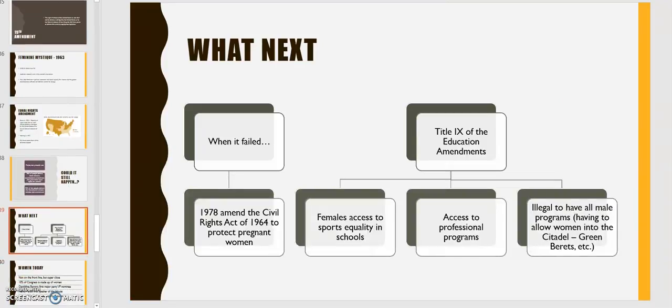All right, so what's next? When the ERA fails, they have to try to come up with some new ideas for what they're going to do. In 1978, they amend the Civil Rights Act of 1964 to include protecting pregnant women. So you couldn't be fired from your job because you were pregnant.